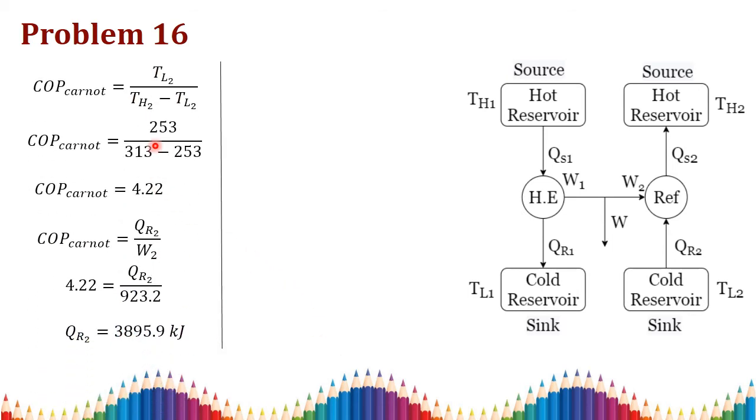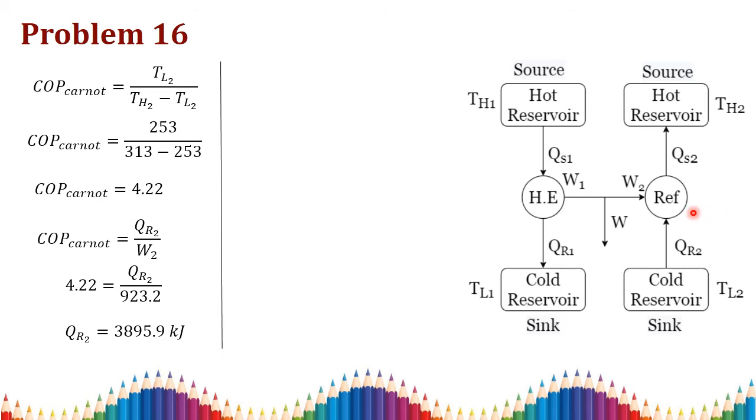Then COP Carnot. Consider this refrigerator. You are assuming it is 100% working. Then COP is equal to TL2 divided by TH2 minus TL2. You supply the hot reservoir and cold reservoir temperatures. Then the COP of the refrigerator will be 4.22.